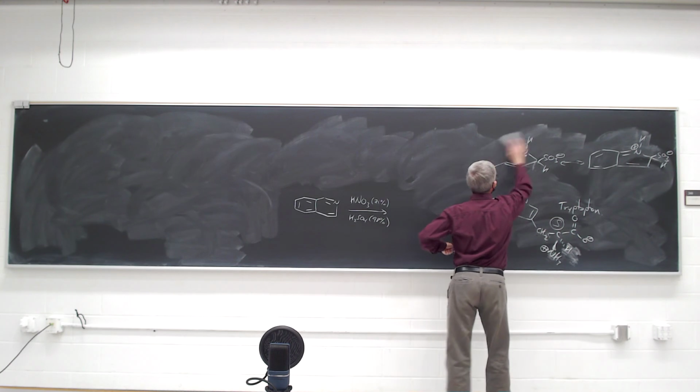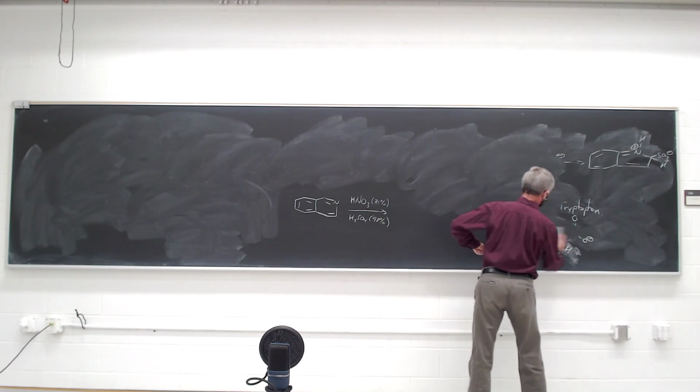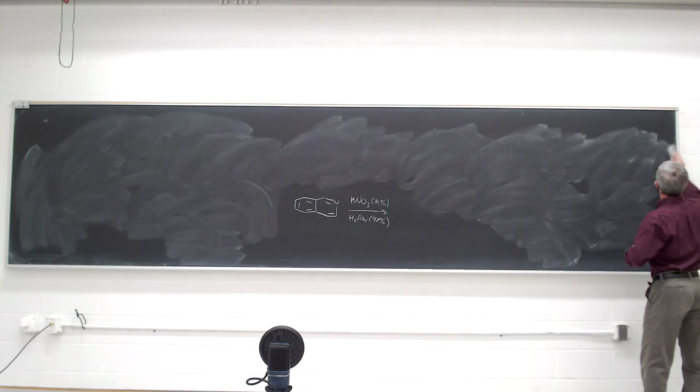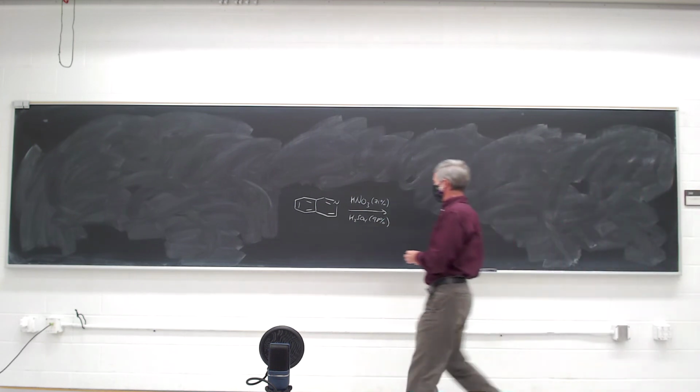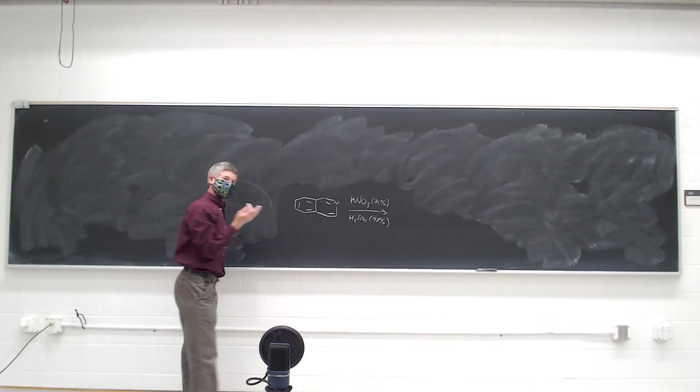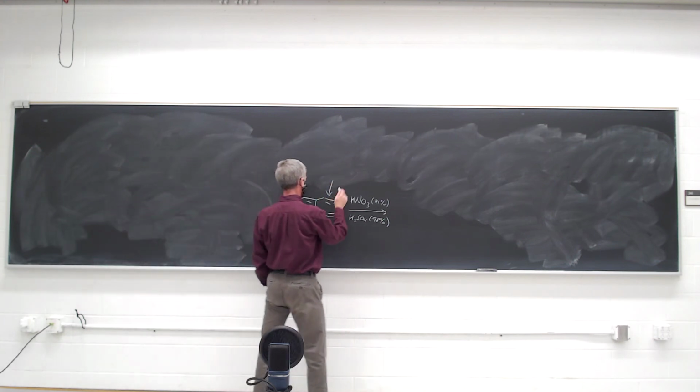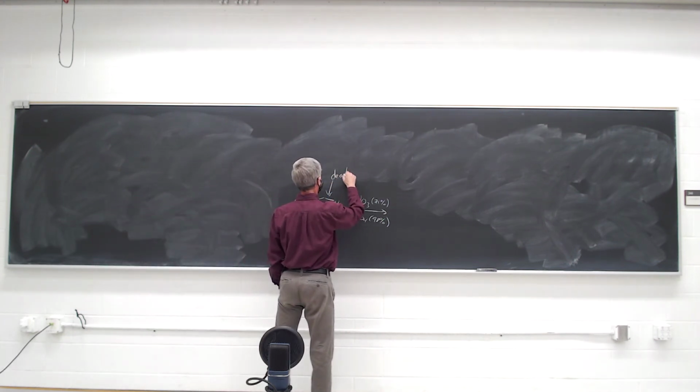And then the last one is this isoquinoline. And so we again have to decide which ring is going to be attacked. The presence of the nitrogen in the six-membered ring deactivates the ring.